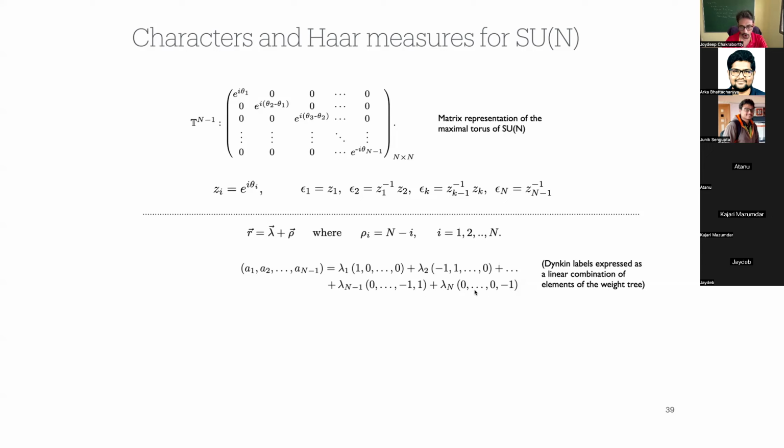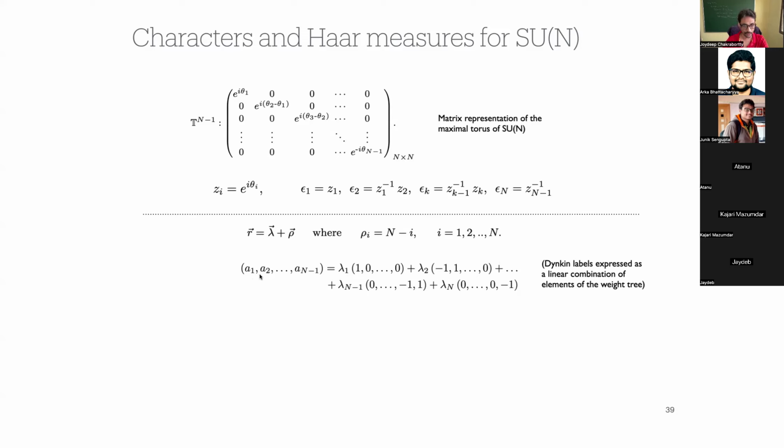Interestingly, they form a kind of basis. And from vector spaces you know that if you have a basis, in that basis you can write down any vector. So that's what we are doing. The Dynkin label for any representation I can write down in the basis of this weight tree, where the coefficients are my lambda 1, lambda 2, lambda n minus 1, and up to lambda n. Now, as an input, you know for a given theory what the representations are, and if you know the representations, you just consult any literature and you will get the Dynkin labels.